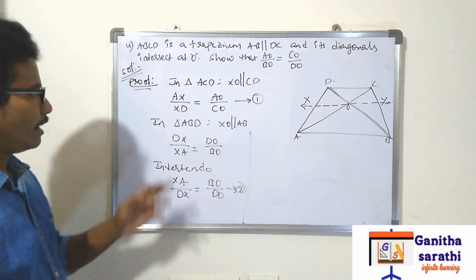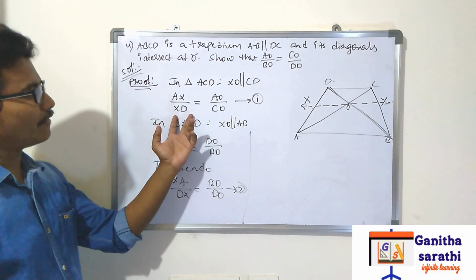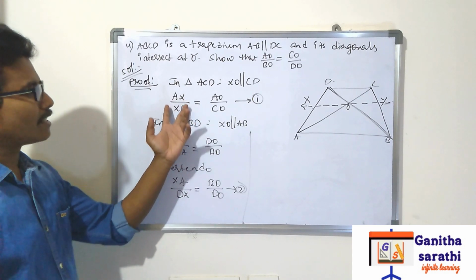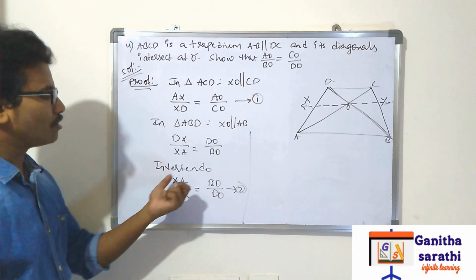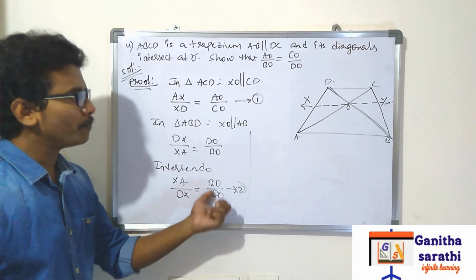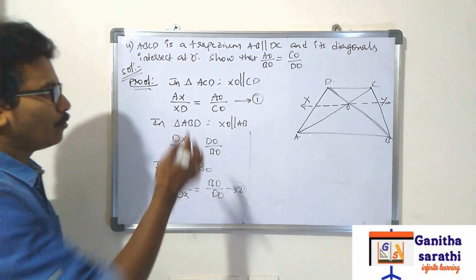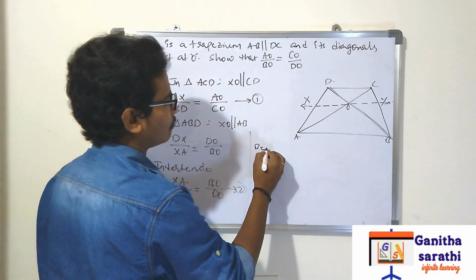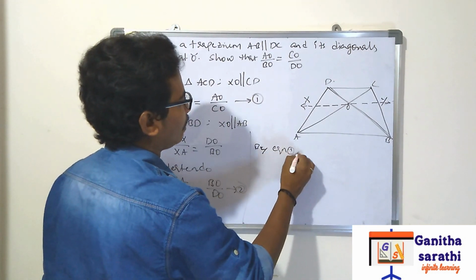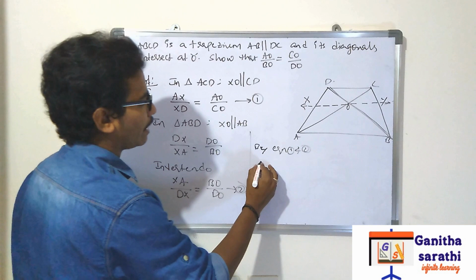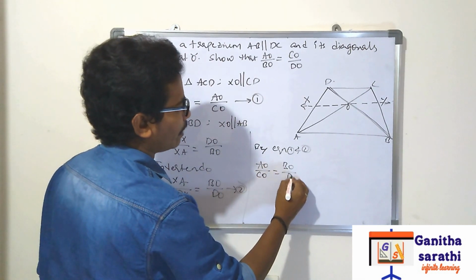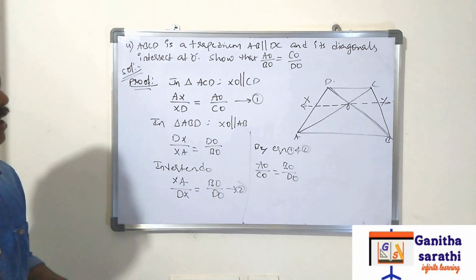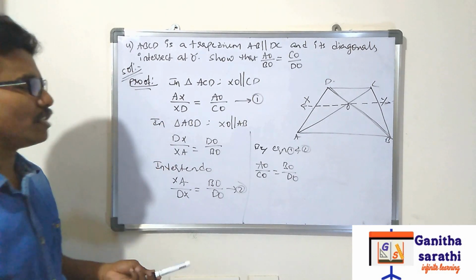See, XA or AX will be the same. So equation 1: AX by XD is equal to AO by CO. Equation 2: the same AX by XD is equal to BO by DO. So now equate 1 and 2. By equations 1 and 2, AO by CO is equal to BO by DO. But what is our proof? AO by BO is equal to CO by DO.